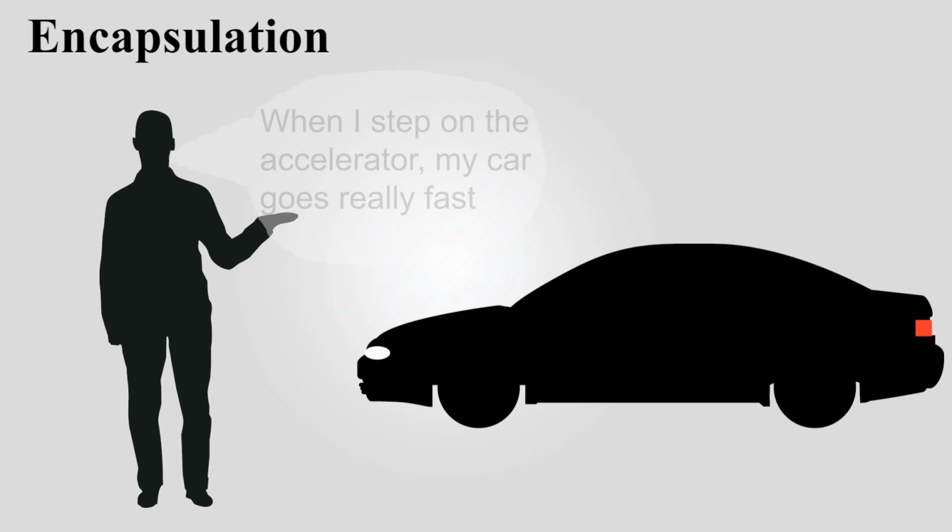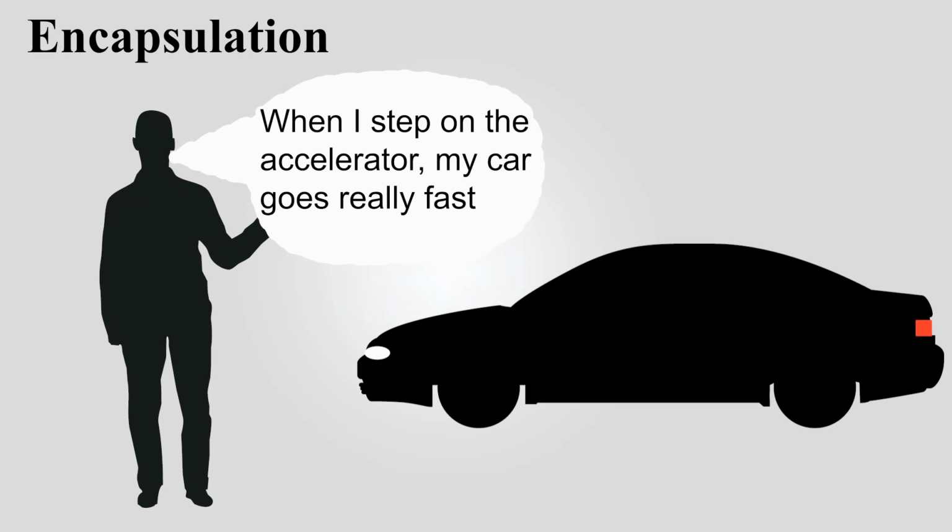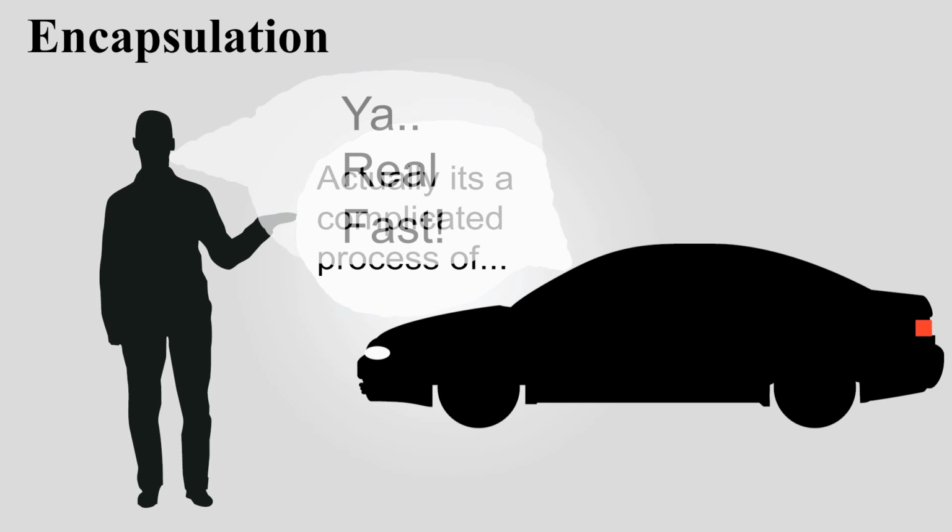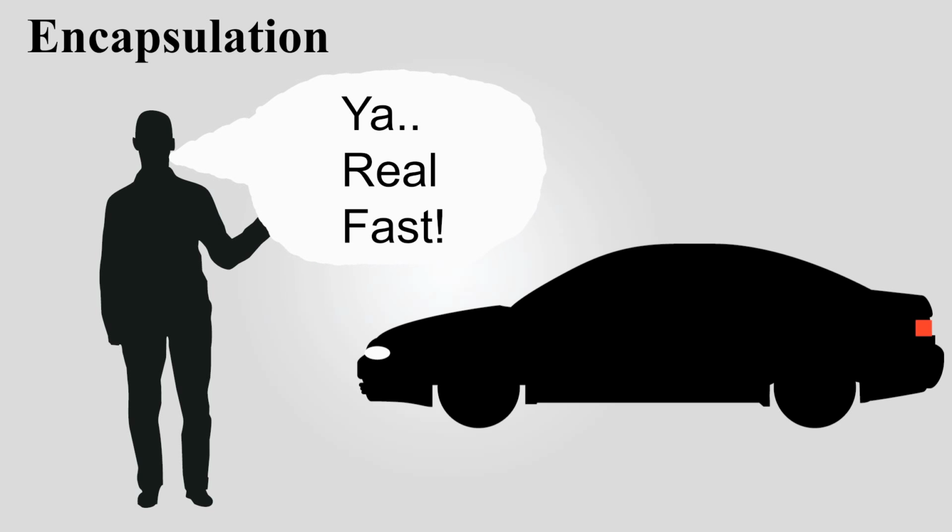Since the state is hidden from us, and we only interact with an object with its methods, we don't really need to worry about how something gets done, but rather, just that it gets done. This way, the car can keep the implementation details of how it accelerates to itself, and all we see is the car accelerating.